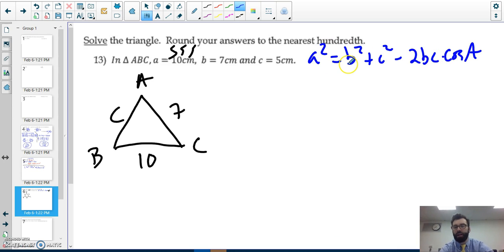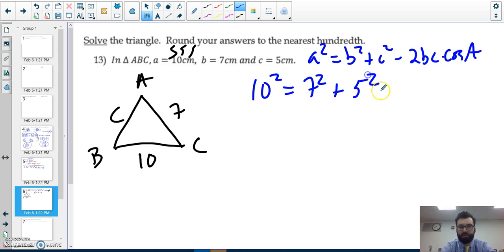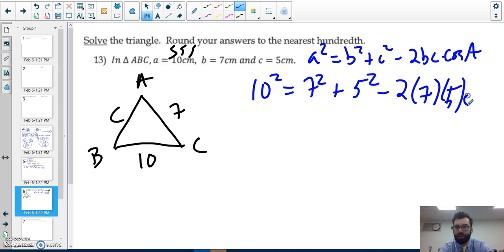You could have done any of the variations here. Okay, it does not matter. All right, so I do A squared, which is 10 squared equals 7 squared plus 5 squared minus 2 times 7 times 5 cosine of A. 10 squared is 100.